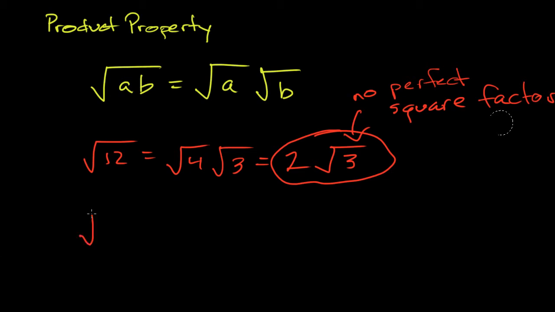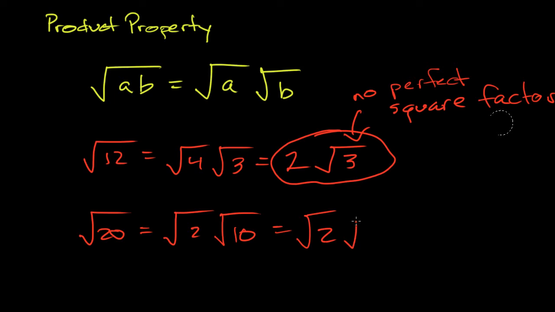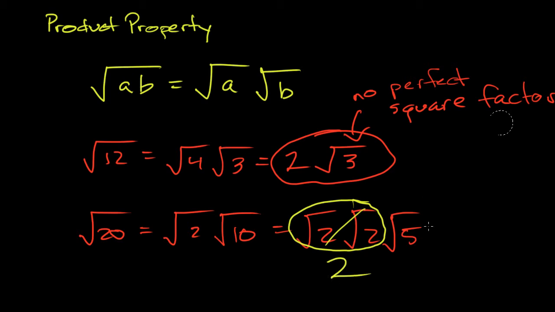Let's do another one. The square root of 20. I can break that up into the square root of 2 times the square root of 10. And 10 can be broken up a little bit more. 10 is the square root of 2 times the square root of 5. Well, let's think. If I multiply the square root of 2 times the square root of 2 times the square root of 5, when I multiply the square root of 2 times 2, I'll just get 2. So that means that the square root of 20 is equal to just 2 times the square root of 5.